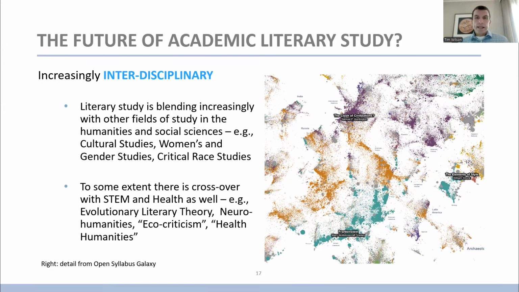So in terms of where the disciplines are going, literary study is increasingly blending with other humanities and social sciences, so cultural studies, women's and gender studies, critical race studies. It is also beginning to have some crossover with STEM and health, so evolutionary literary theory, neurohumanities, eco-criticism, health humanities.